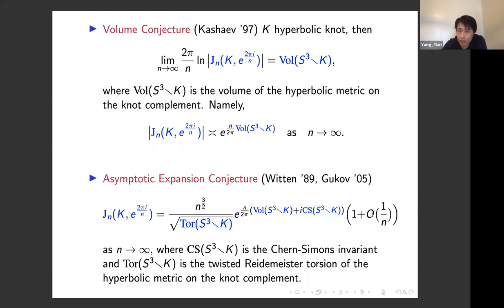And also here, we have a capital O of 1 over n. This is conjectured to be a power series in 1 over n. All the coefficients of this power series are supposed to be geometric, or at least topological invariants of the manifold. But no one knows what those invariants are. We don't know whether they are new invariants or some already known topological invariants, but there are infinitely many invariants there, coming from the expansion of the colored Jones polynomials.